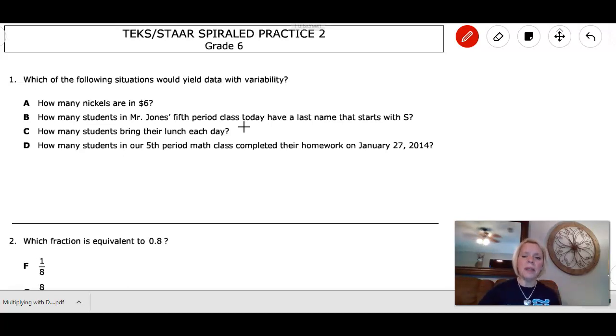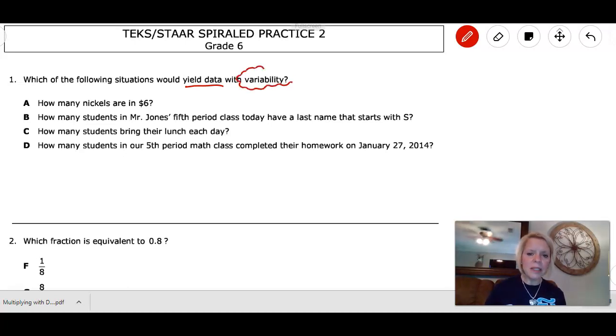Okay, well, here's a vocabulary word for you. Let's look at the question and we'll talk about the vocabulary. It says, which of the following situations would yield data? What that means is when you yield data, that sounds kind of professional, but what we're doing is just collecting data. If you collected data, which one would get you data with something called variability?